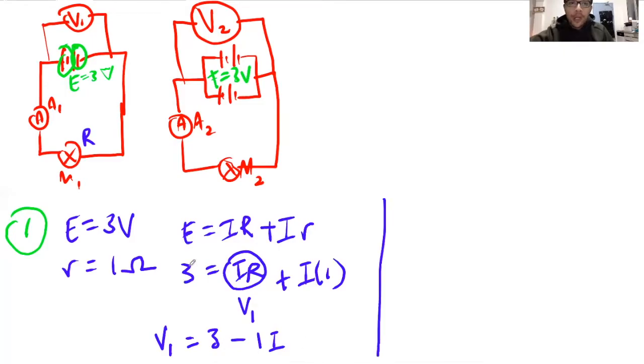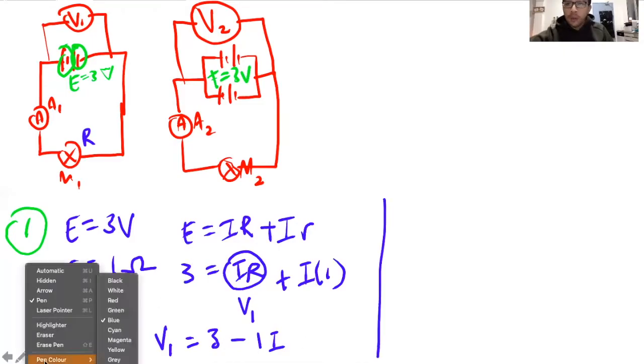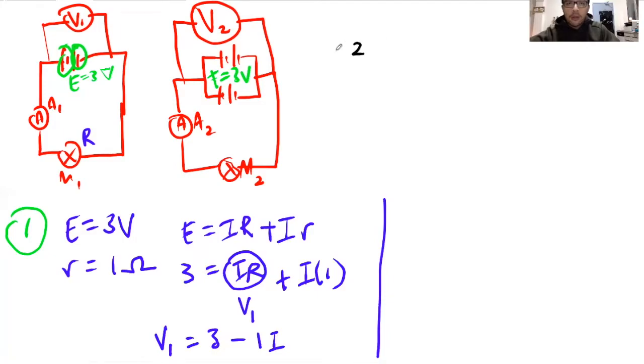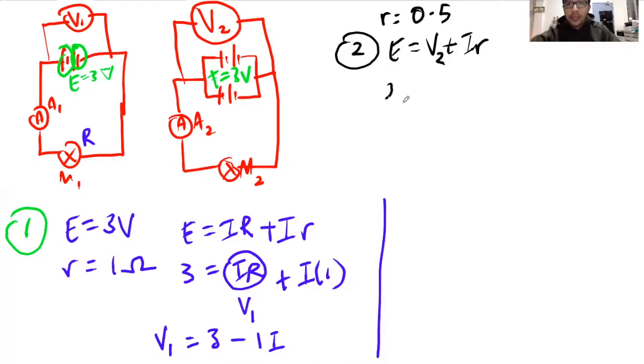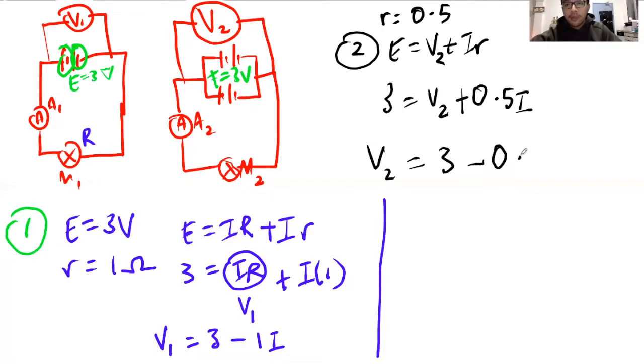Now, when we look at diagram 2, the only difference between diagram 1 and diagram 2 is the internal resistance of the battery. So in diagram 2, you will find that E equals V plus Ir. Of course, I can call this V2. We're not interested in how much current is flowing now, but we just want to see the connection between V2 and V1. Since in the second diagram the internal resistance is 0.5, my E is still 3. So 3 equals V2 plus 0.5I. If I rearrange this, I get V2 equals 3 minus 0.5I.